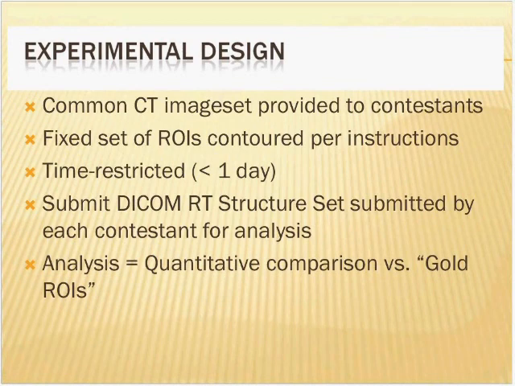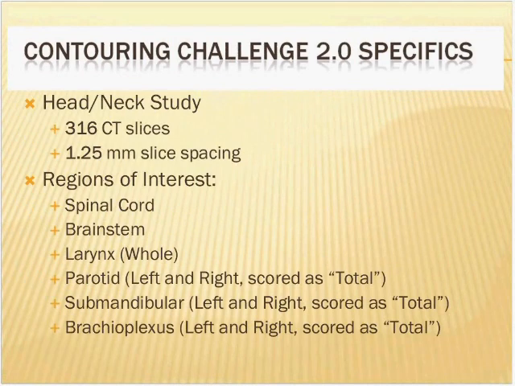All right, the experimental design. We wanted to focus, again, just on the contouring. So we sent a common CT image set and made it downloadable on a certain day. There was a fixed set of regions of interest, or ROIs, that we requested people to contour. Then we had them upload their resulting DICOM RT structure set, and that's what we used to feed the measurement system. So the measurement was strictly quantitative. There were no subjective conclusions made here. We compared it versus the gold ROIs.